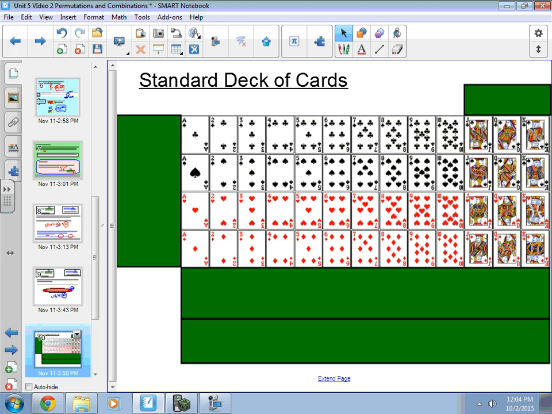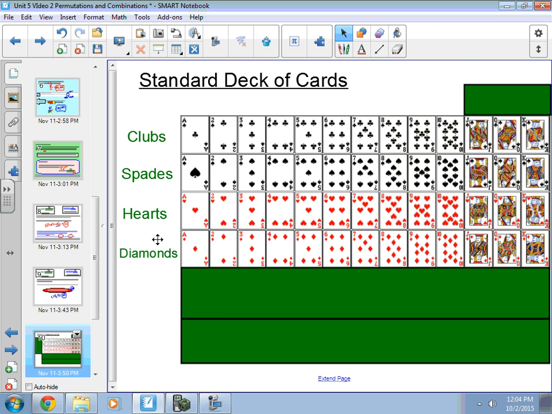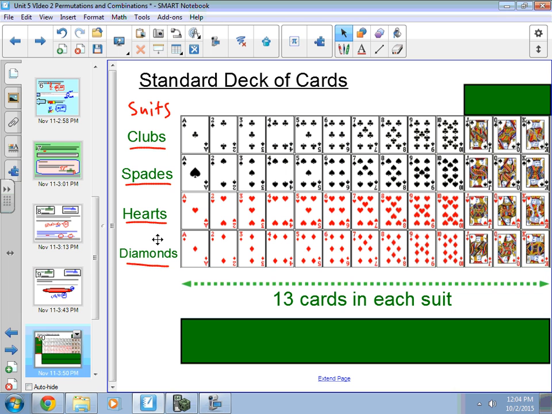decks of cards. So we're going to talk about what a deck of cards looks like. Some of you may be familiar with it, others of you may not be as familiar, so we'll make sure everyone's on the same page. A standard deck of cards has what's called 4 suits. Okay, these we call suits. And they are clubs, spades, hearts, and diamonds. And they're indicated on the cards here. There's a little symbol for each one. And in each of these 4 suits, there are a total of 13 cards in each suit.